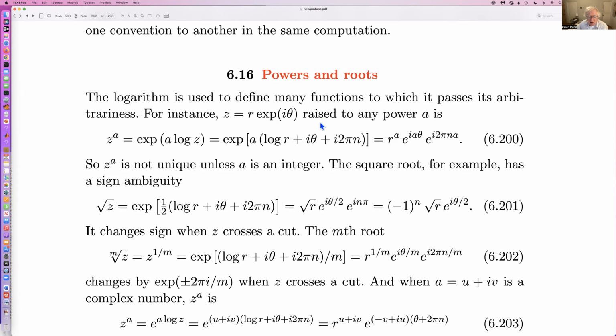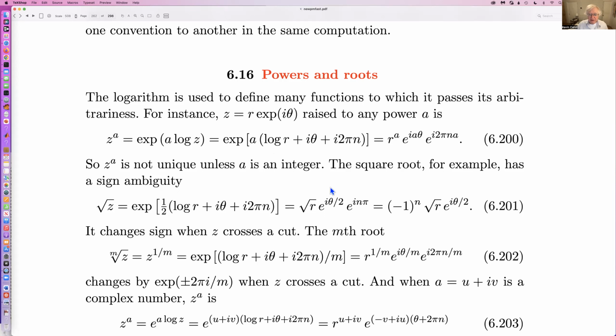And what is log z? Well, log z is log of r, the distance of z from the origin, that's well defined, plus I theta, that's a convention, plus I 2 pi n, and another convention. And now if we multiply through by a, we get r to the a, e to the I a theta, which is z to the a, times e to the I 2 pi n a. So z to the a is not unique unless a is an integer. If a is an integer, then this thing is just 1.